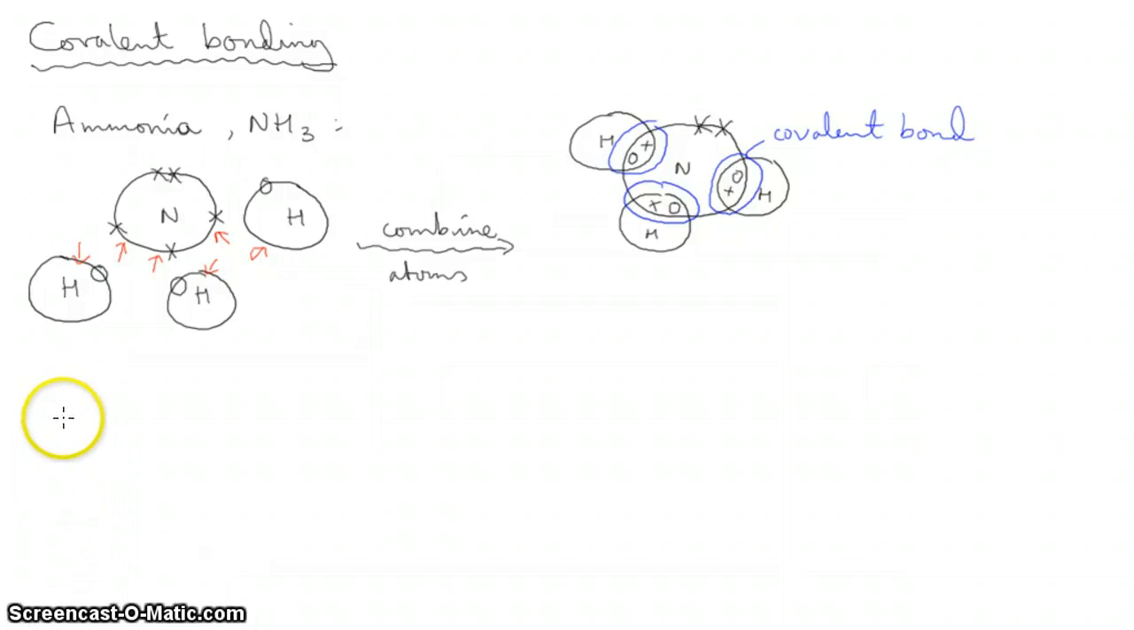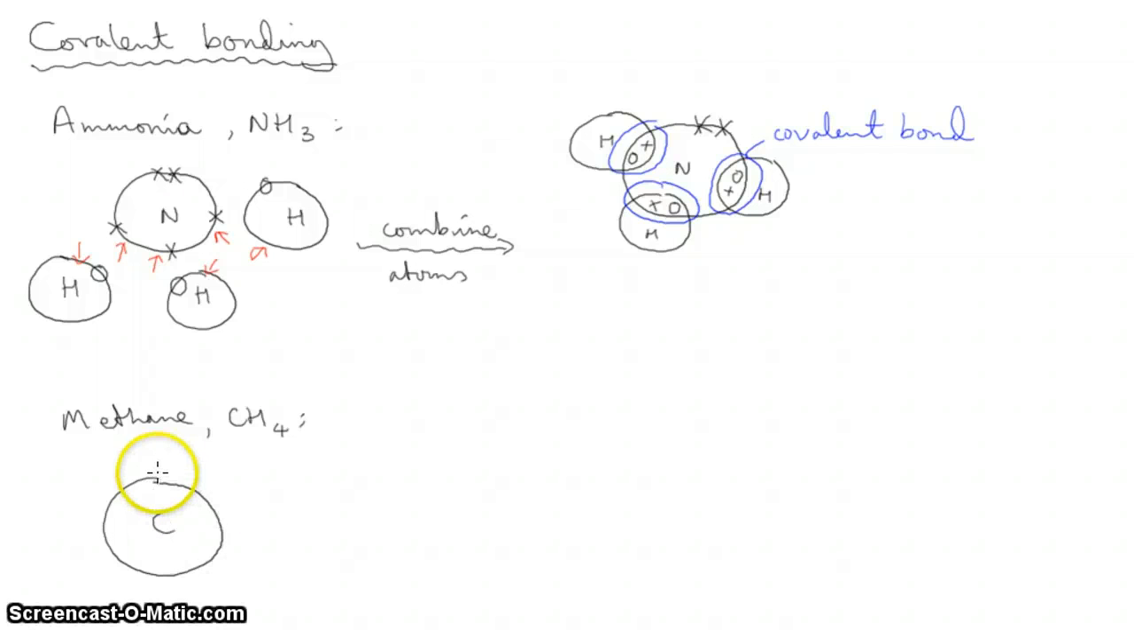And the next one will be methane, okay, which is CH4. So we need a carbon. That's in group 4, so it's got 4 electrons in the outer shell. And it needs 4 hydrogens. Each hydrogen is in group 1. It's got 1 electron in its outer shell.